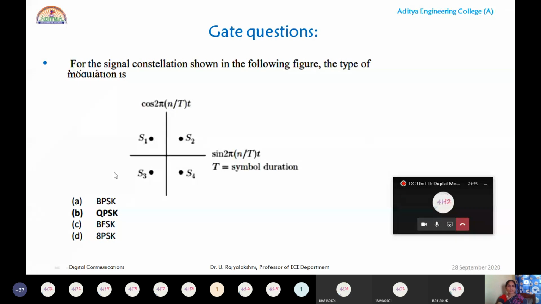So I think you can conclude that it is QPSK. Why QPSK? Because 4 symbols are there. 4-ary PSK, so that is nothing but quadrature PSK.